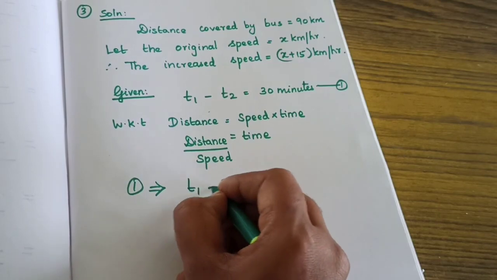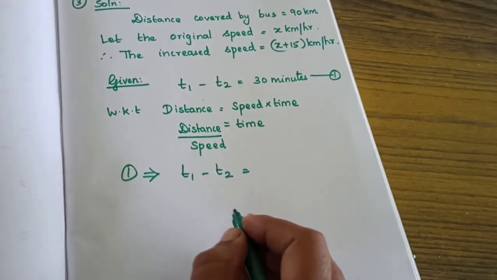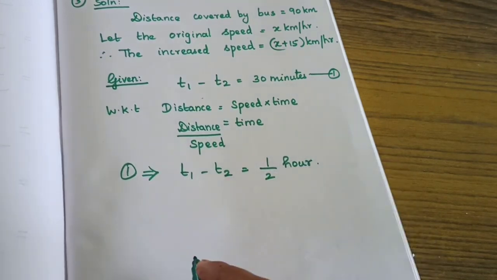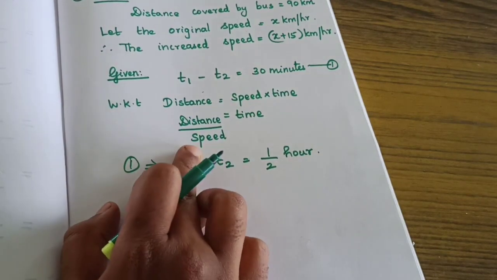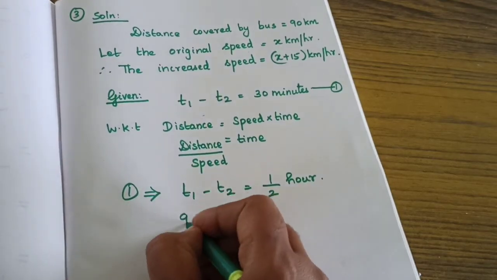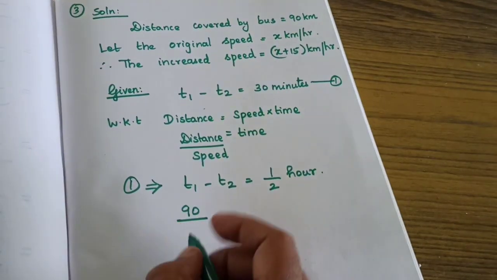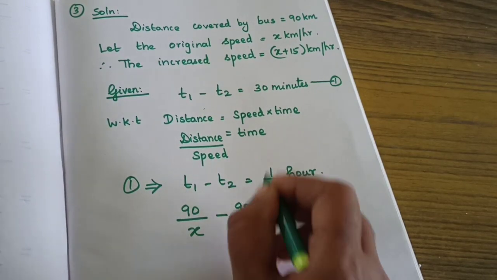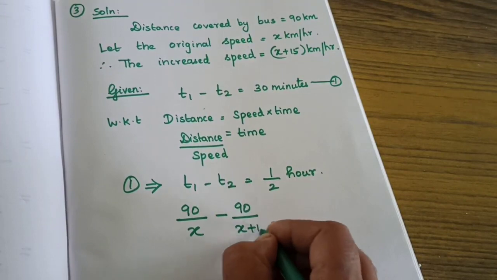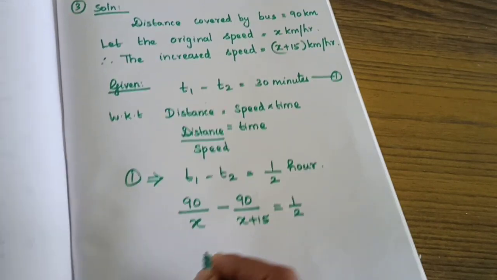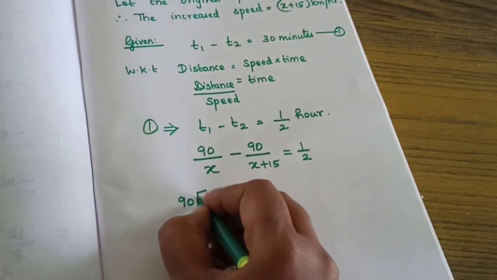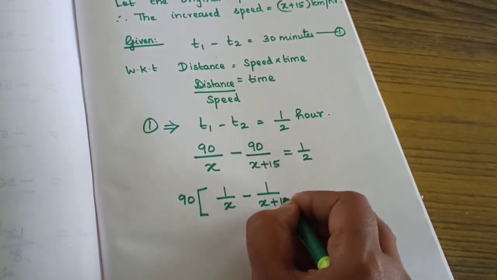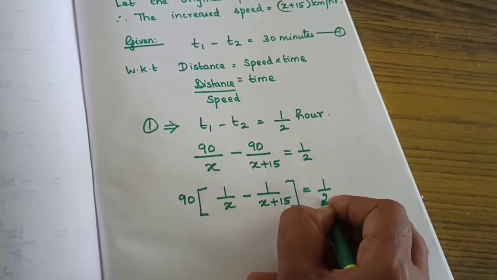T1 minus T2 is equal to 30 minutes. In hours how can we write? Half an hour. So time 1 means distance by speed. What is the distance? 90 by speed, and the speed means original speed x, minus time 2, which means the same distance by increased speed, x plus 15, which is equal to half an hour. Now take the 90 outside. So what will we get? 1 by x minus 1 by x plus 15 is equal to 1 by 2.